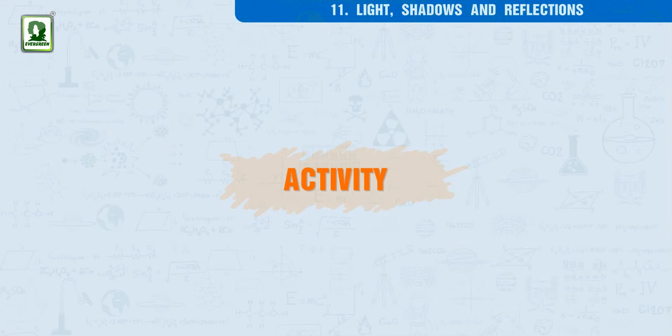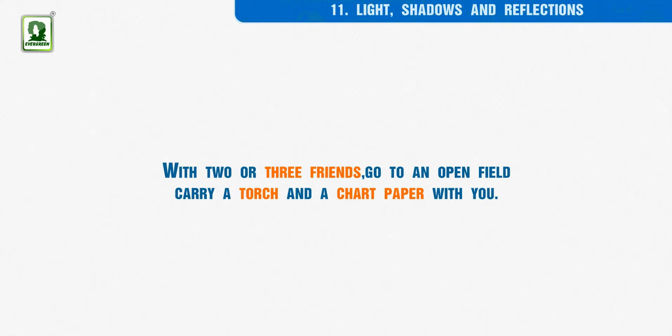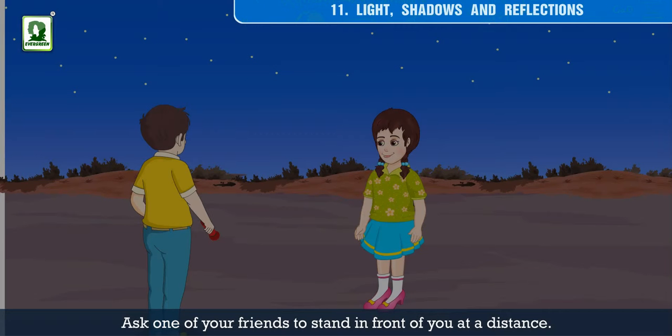Activity. To show that a screen is necessary for forming a shadow. With 2 or 3 friends, go to an open field. Carry a torch and a chart paper with you. Ask one of your friends to stand in front of you at a distance.